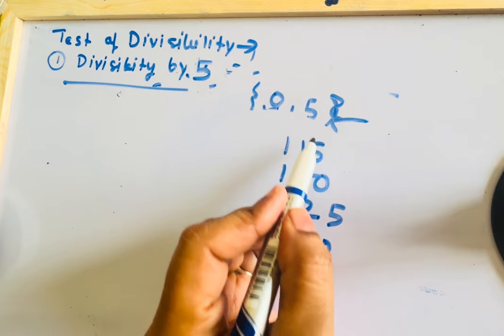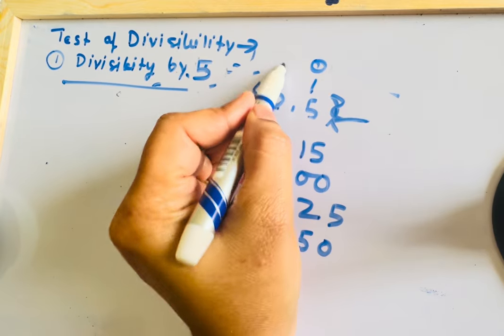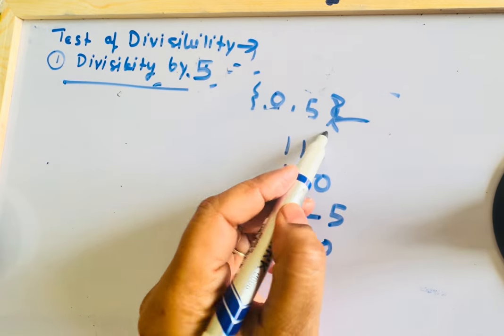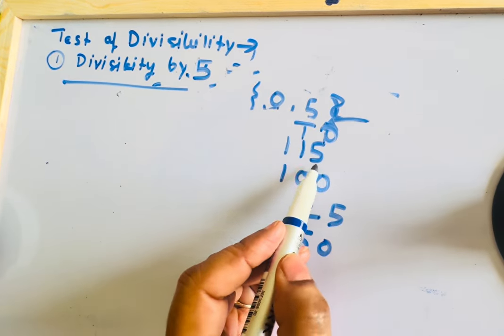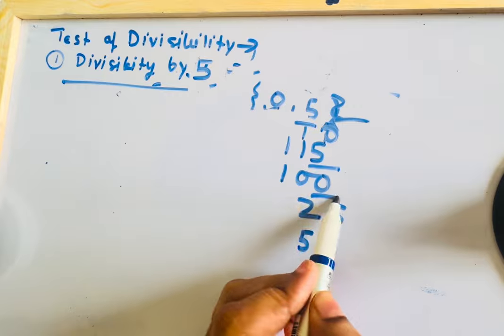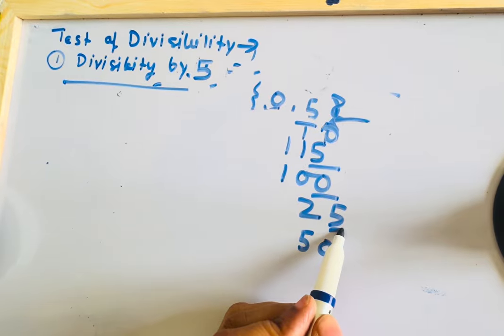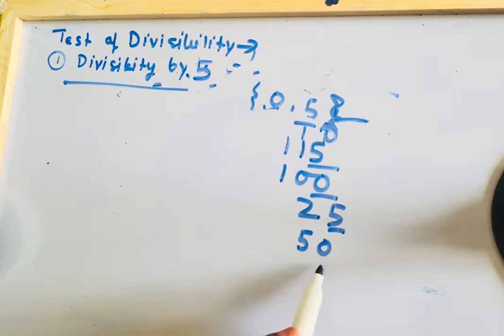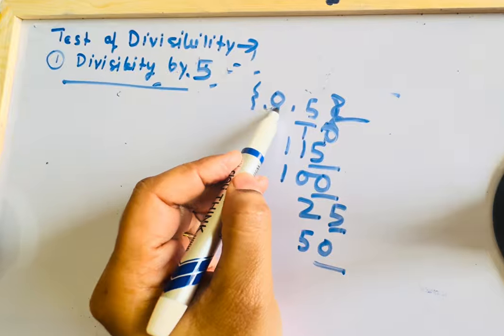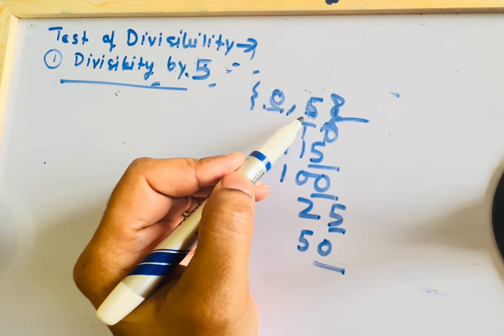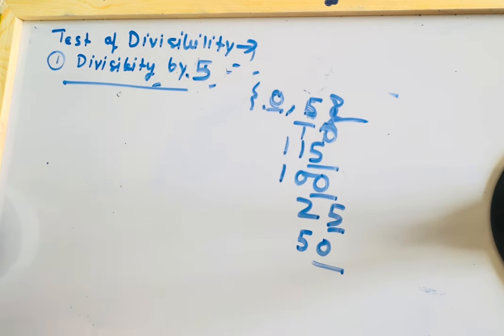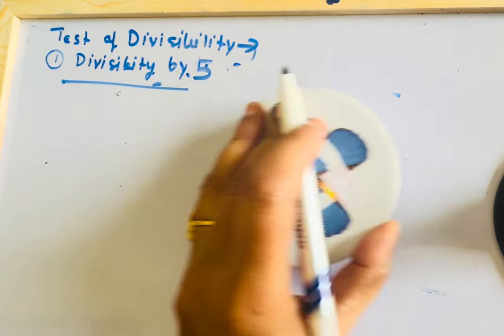For example, see, this is the ones and this is the tens. Ones place is 5, ones place is 0. See, the ones digit is 0 or 5. Either ones are 0 or 5. It means that number is divisible by 5.